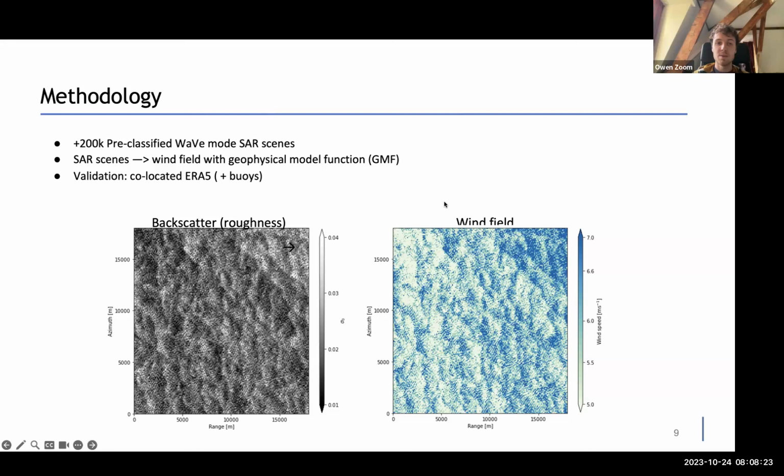And then for each of our wind fields, we want to estimate some atmospheric parameters. And for that, we have validation using collocated ERA5. And for a smaller subsample, we also have buoys, but I don't show those here.